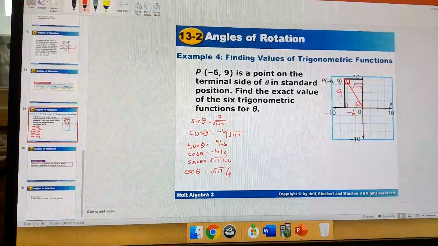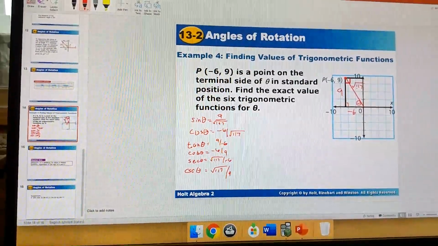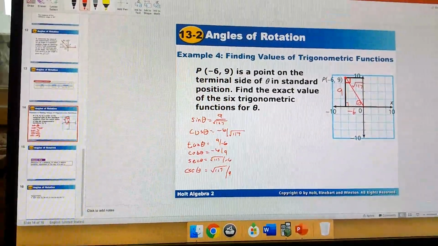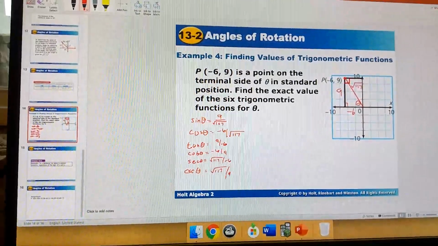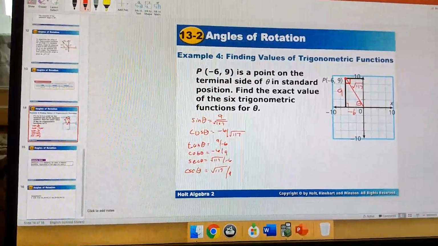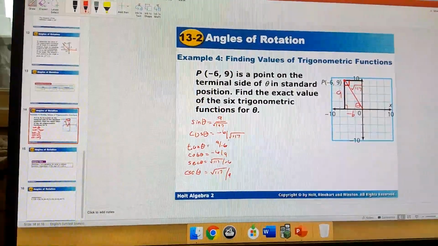Sine is opposite, 9 over root 117. You don't have to rationalize the denominator. I'll let you just leave it like that. That's fine. Cosine is going to be the adjacent side over the hypotenuse. So that's negative 6 over the square root of 117. Make sure you pay attention to that negative. Tangent is opposite over adjacent, which is 9 over negative 6.